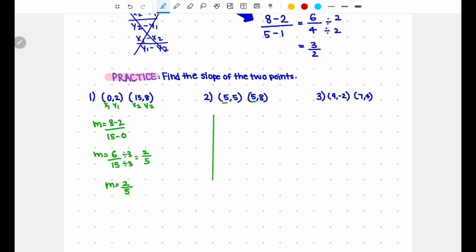If we have a graph, and we say that this is 5, 5, and 8. So this is 5 on the x-axis, and then 5 and 8. 5, 5, and 5, 8. Now you can tell that this is forming a vertical line. So that means that our slope is undefined.